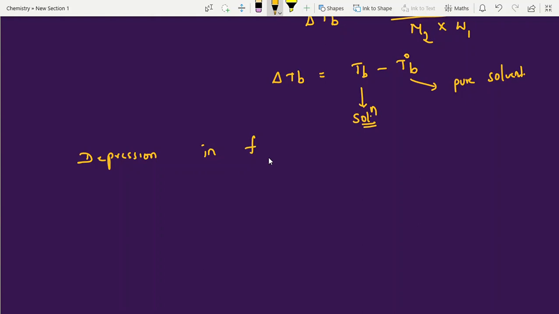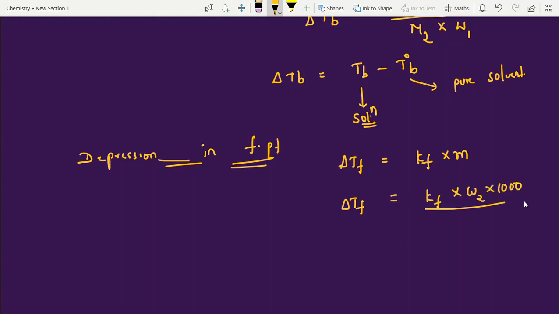Depression in freezing point. Delta TF into m. Okay, delta TF equal to KF W2 into 1000 by M2 into W1. Here also it is the same. W2, M2 solute, W1 solvent. This is KF. KF and KB also, they are asking questions sometimes, students.